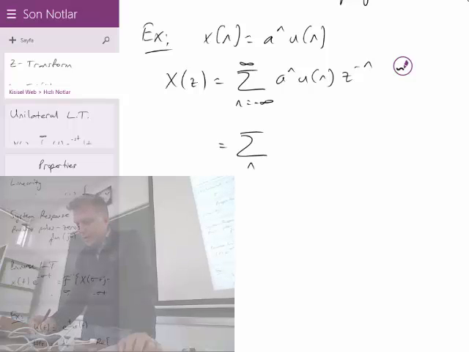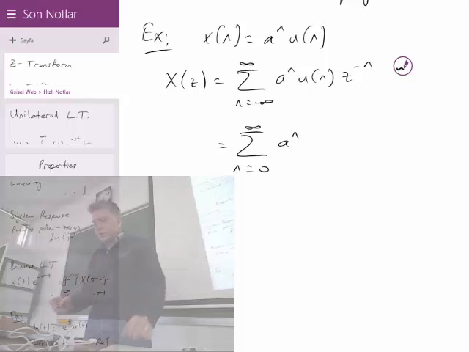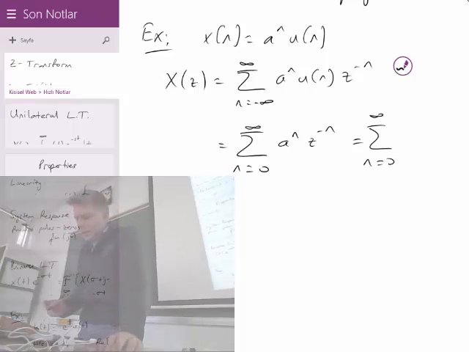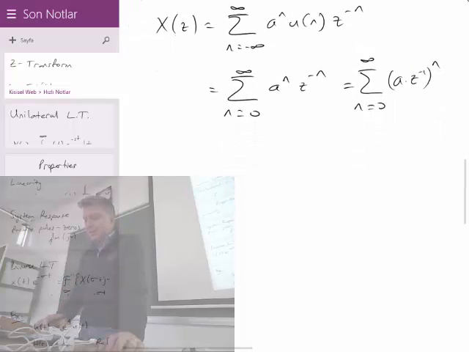The same summation over n. It's not from minus infinity anymore, because of this u of n here, it forces this n to start from 0 and go to plus infinity. So n is from 0 to infinity. a to the n, and u of n in this range is 1, so we don't write it. z to the minus n, for n from 0 to infinity. How can we combine these two terms in this multiplication? It is a times z inverse to the power n. Do you agree with this? And that is an infinite series summation.